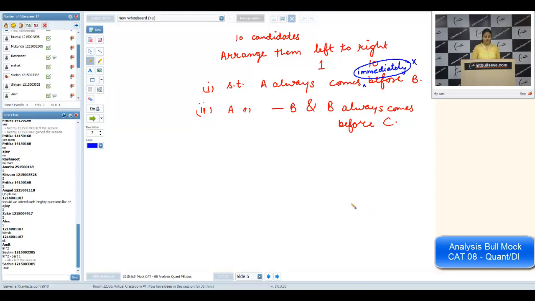Now what should be the answer? That is the beauty of permutation and combination. Yeah, any one of you, I'm still waiting for the answer. I think Amit and Rashmeet, you are writing something.